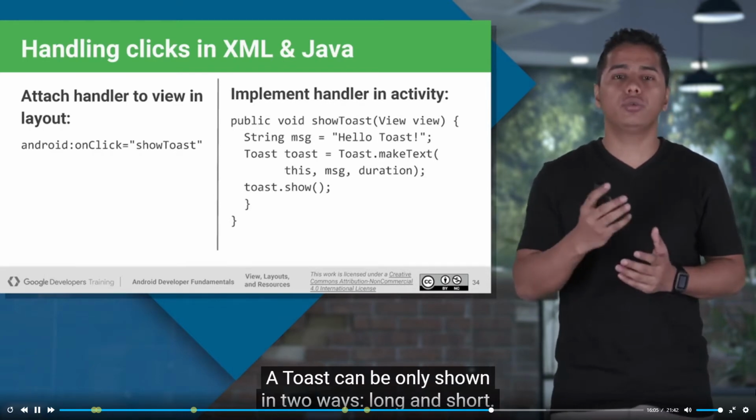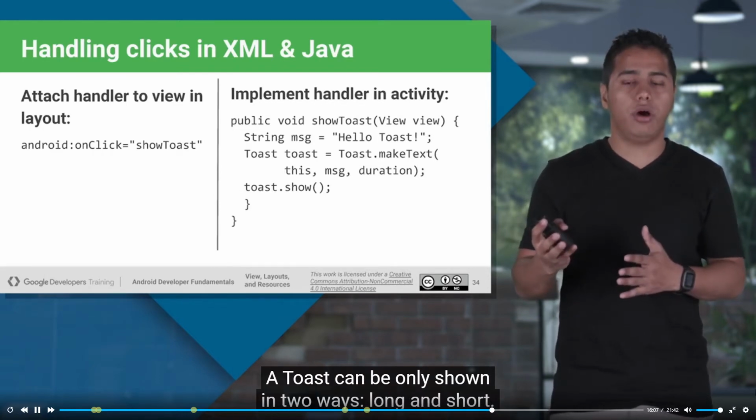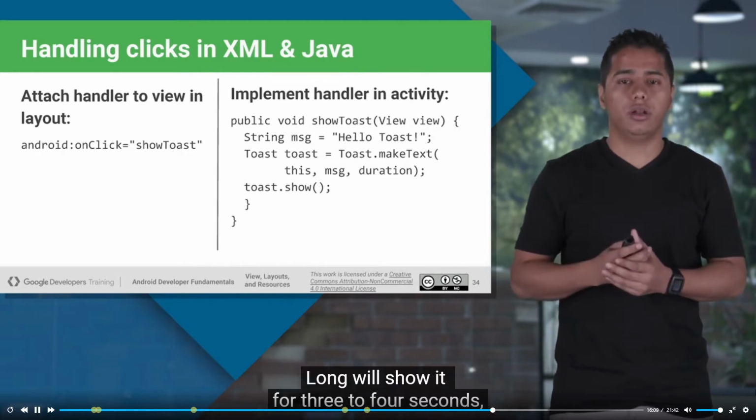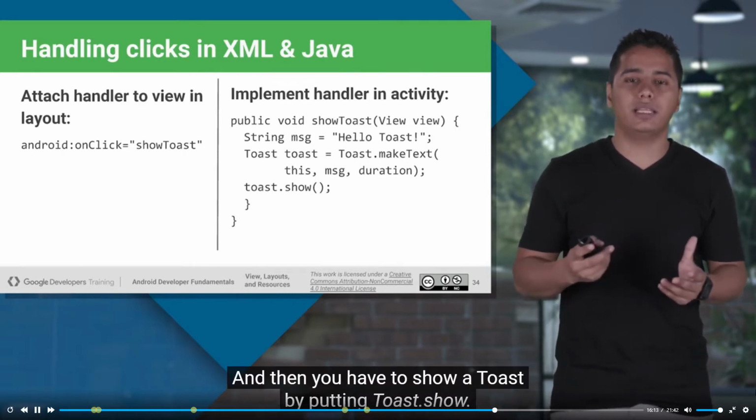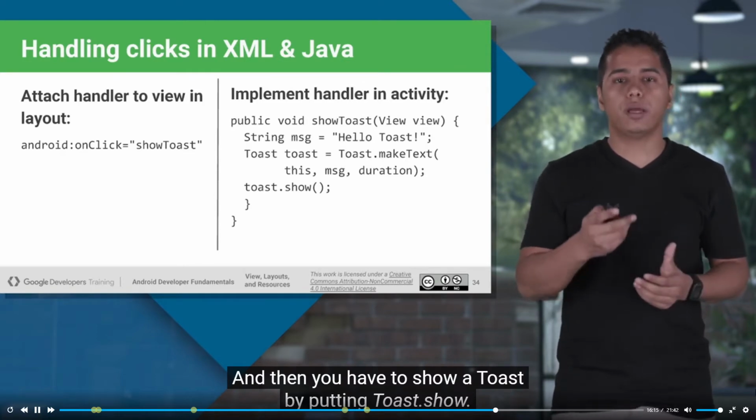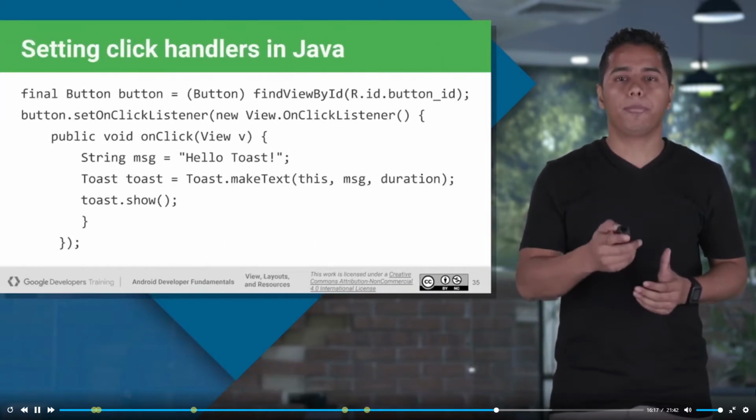A toast can be shown in only 2 ways, long and short. Long will show it for 3 to 4 seconds, short will show it for 1 second, and at the end you have to show a toast by putting toast.show.